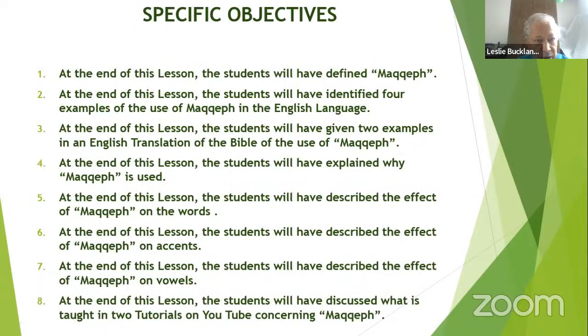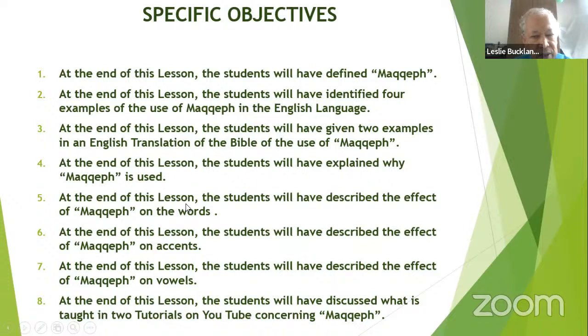The specific objectives are: 1, at the end of this lesson, the students will have defined Makef. 2, at the end of this lesson, the students will have identified 4 examples of the use of Makef in the English language. 3, at the end of this lesson, the students will have given 2 examples in an English translation of the Bible of the use of Makef. 4, at the end of this lesson, the students will have explained why Makef is used.